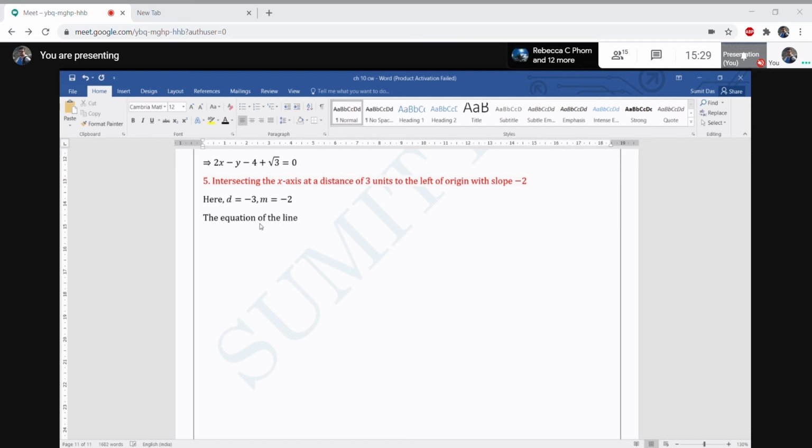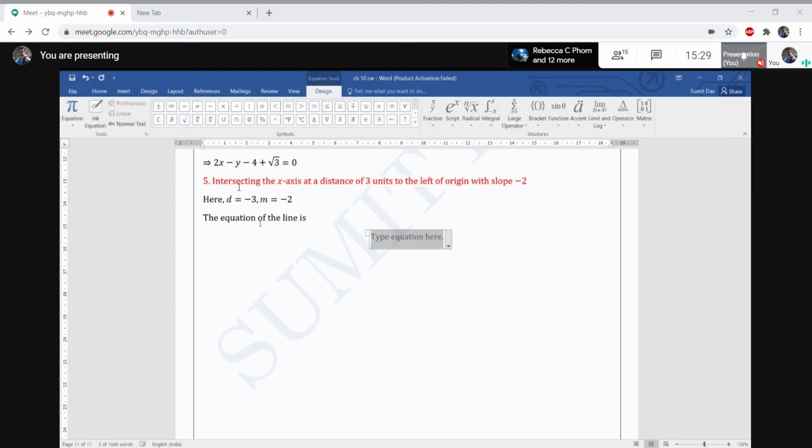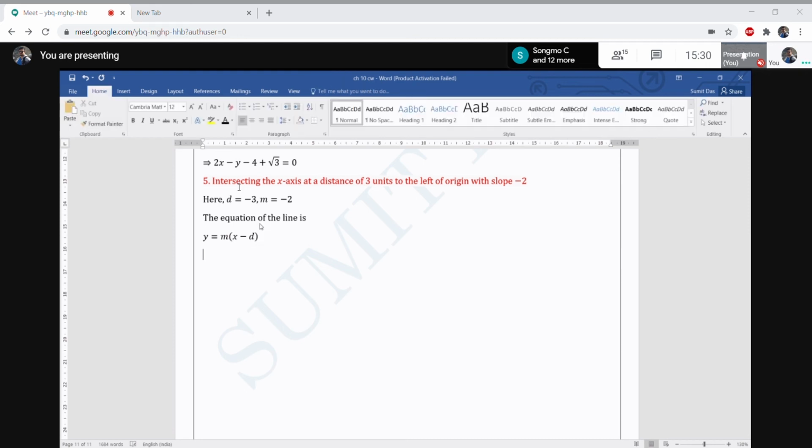The equation of the line is, I hope you remember the formula. The formula is y equal to m, x minus d. Sorry, x minus d. Okay, so just put the values.